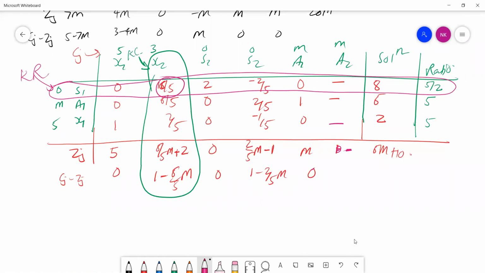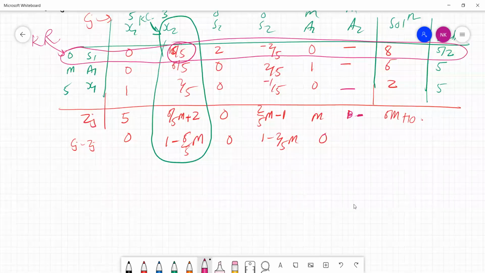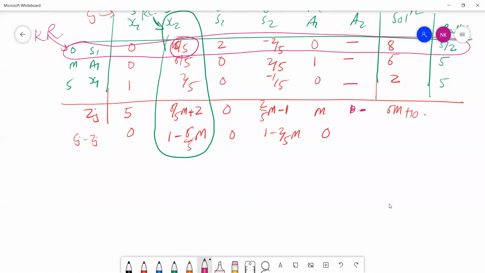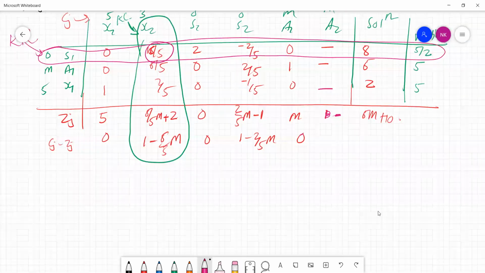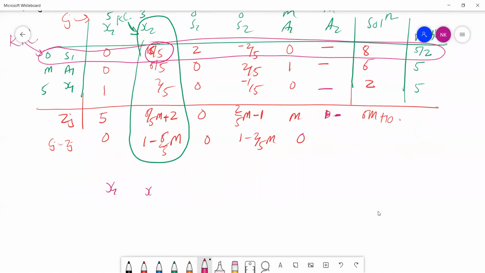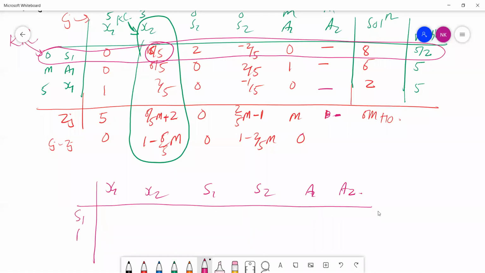So now again, let's have the iteration. So if I can just continue with the iteration, then it will be x1, x2, s1, s2, a1, a2. S1, sorry, in place of S1, we would be having X2. This is A1 and this is X1.